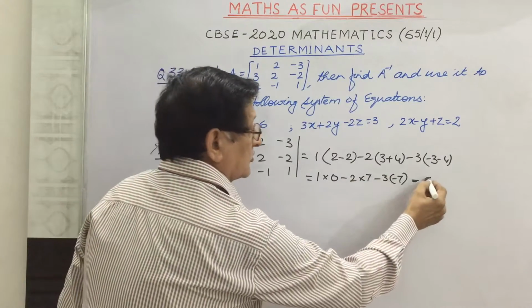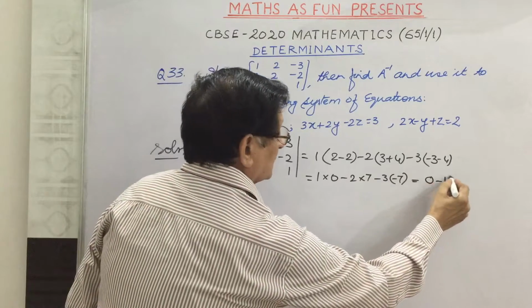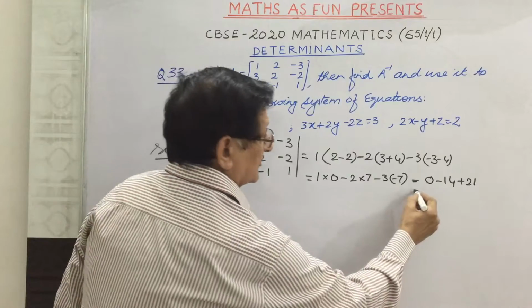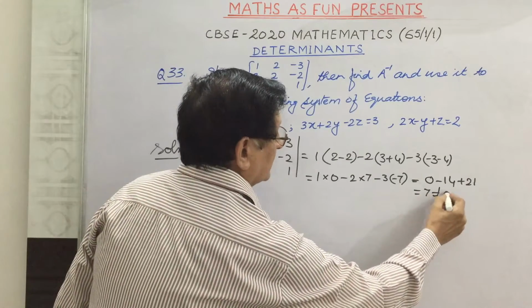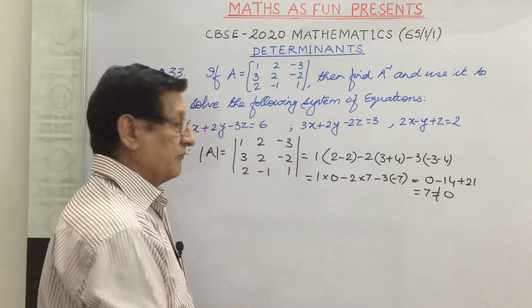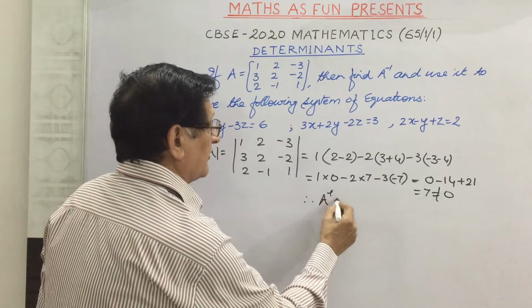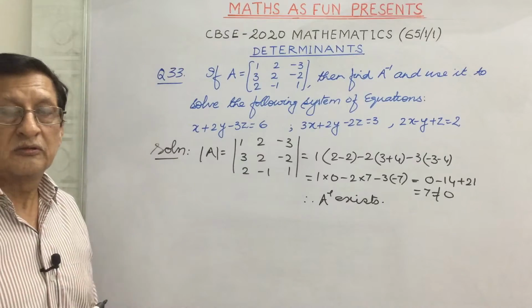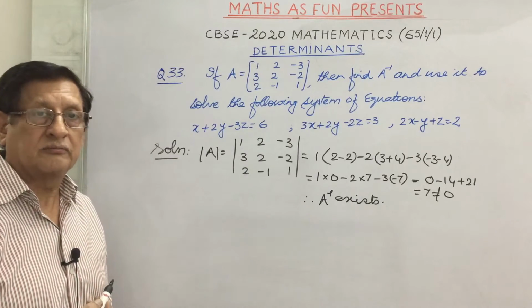That is 1 into 0 is 0 minus 14 plus 21, which is equal to 7, and we say it is not equal to 0. Therefore, we can say A inverse exists. Or we write that A is invertible.